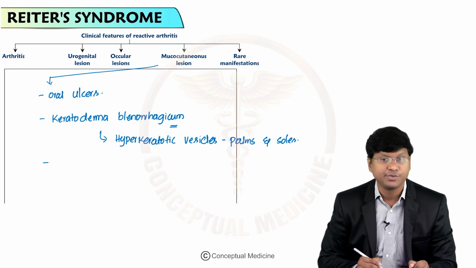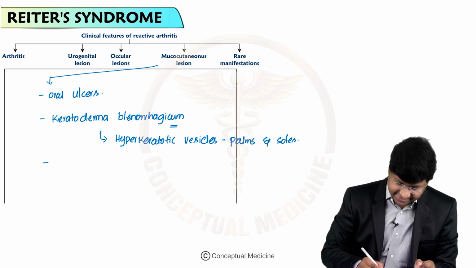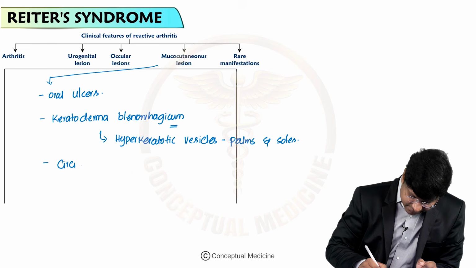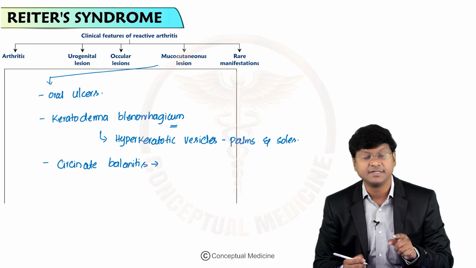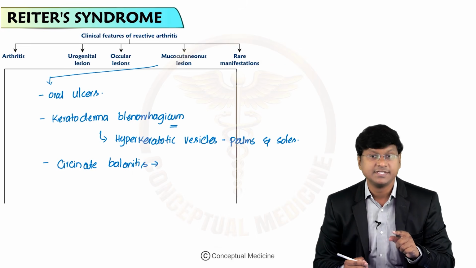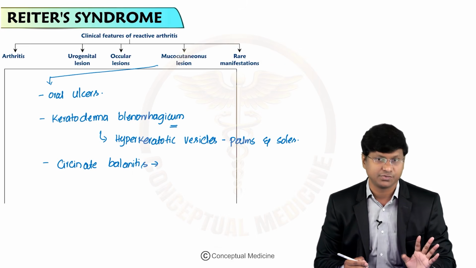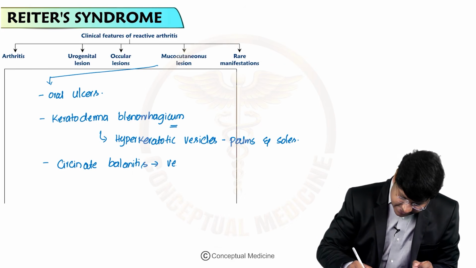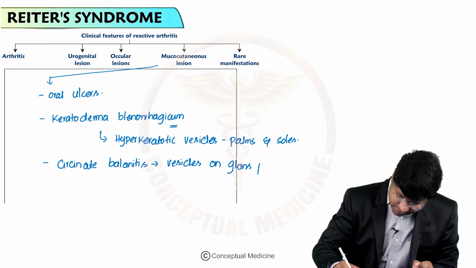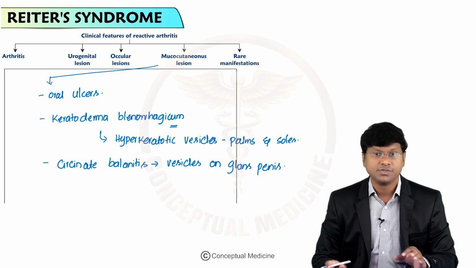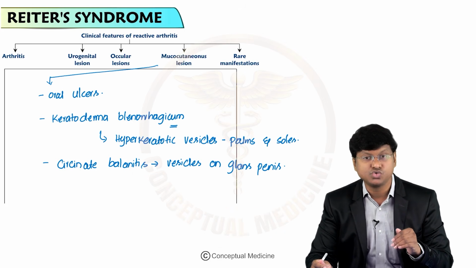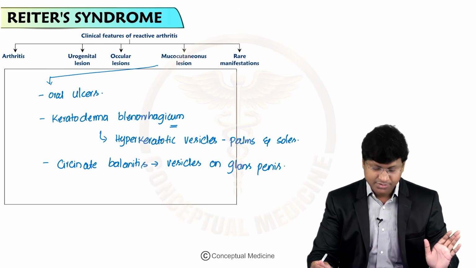Next, another important mucocutaneous lesion is circinate balanitis. So what is this particular circinate balanitis? It is the presence of vesicles on the glans penis that form painless superficial erosions. So the presence of vesicles on the glans penis is what is called circinate balanitis. Here there is formation of painless superficial erosions over the glans.